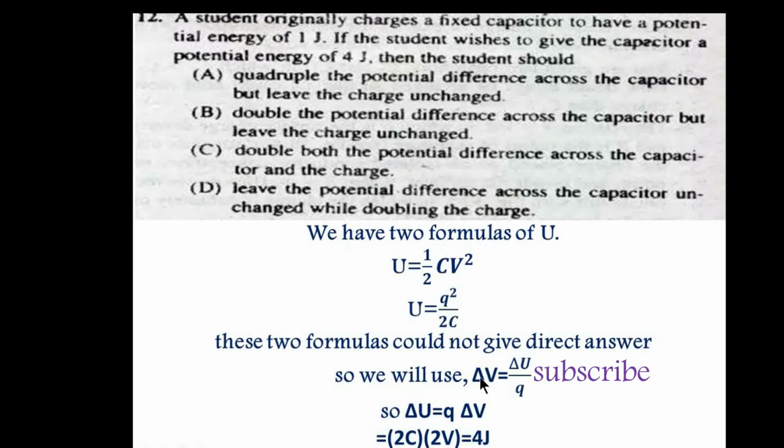So when we are multiplying this one, we get this one. So delta U is equal to Q into delta V. So here we are doubling the potential difference as well as doubling the charge, then we get the 4 joules of energy. So option C is the correct option.